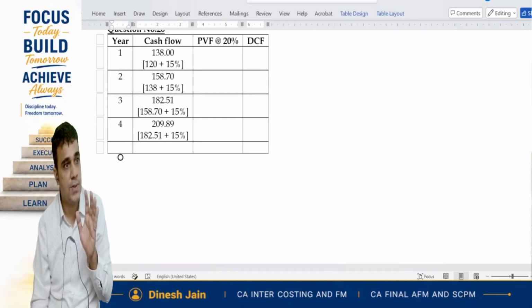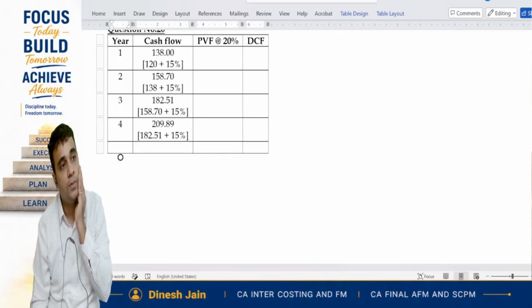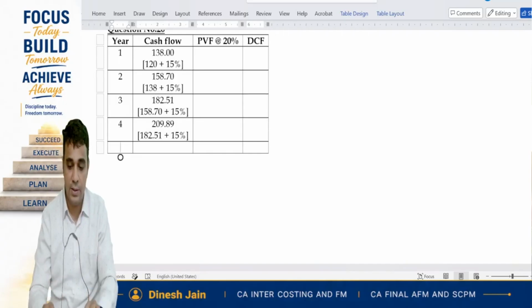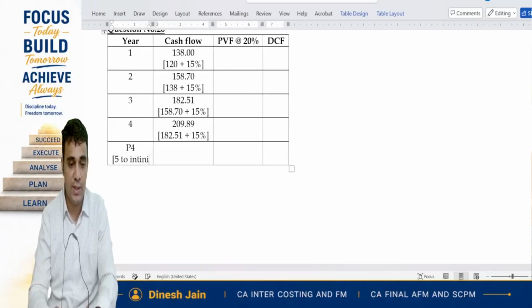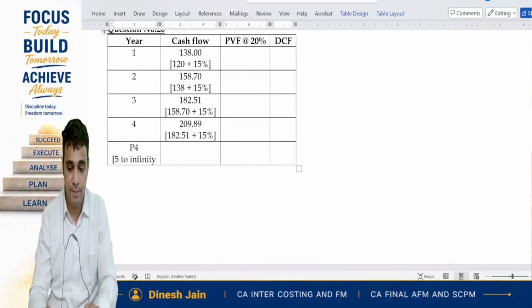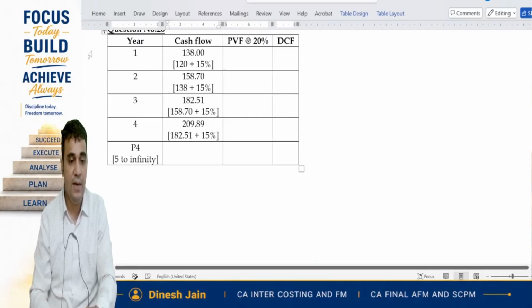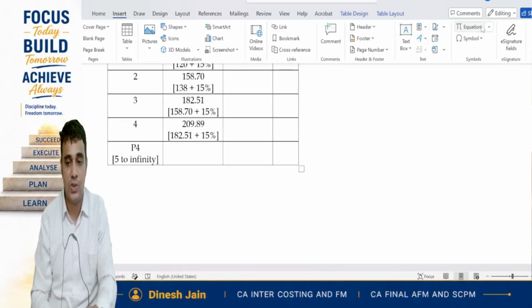What is the fifth year growth? Sixth year? Seventh year? Eighth year? Will it change after this? No. Then write P4, perpetuity to infinity. If it's not going to change, let's do infinity valuation: D5 divided by KE minus G.